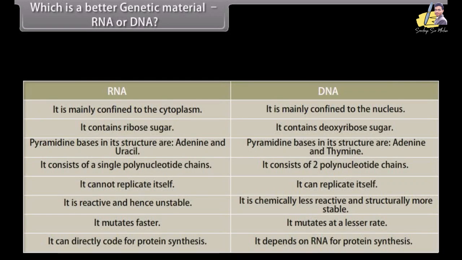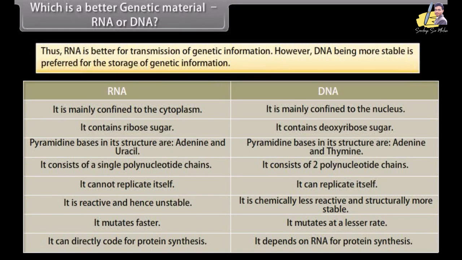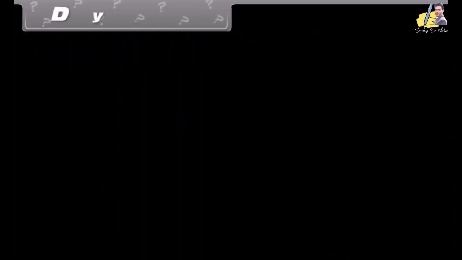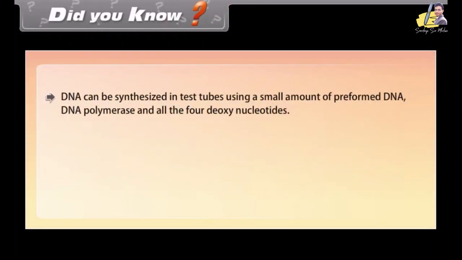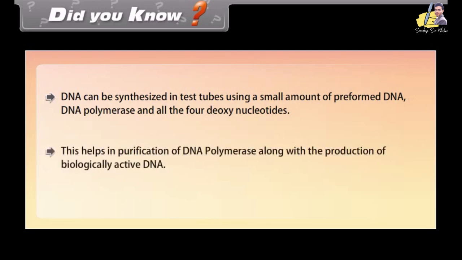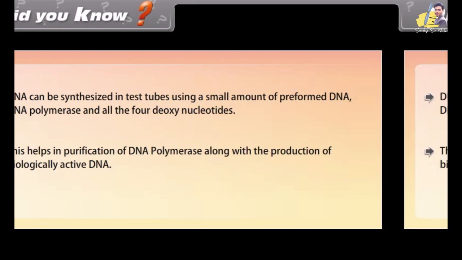Which is a better genetic material, RNA or DNA? These are some characteristics of RNA and DNA. Thus, RNA is better for transmission of genetic information. However, DNA being more stable is preferred for the storage of genetic information. Did you know DNA can be synthesized in test tubes using a small amount of preformed DNA, DNA polymerase, and all the 4 deoxynucleotides? This helps in purification of DNA polymerase along with the production of biologically active DNA.